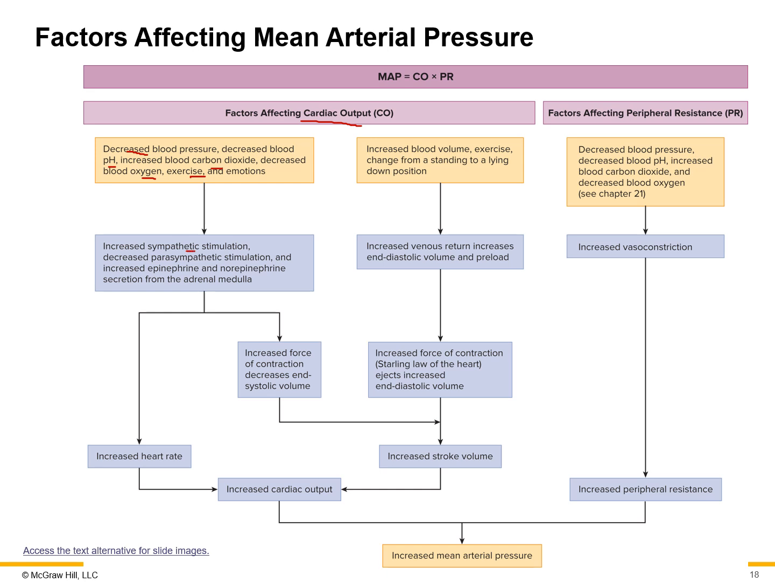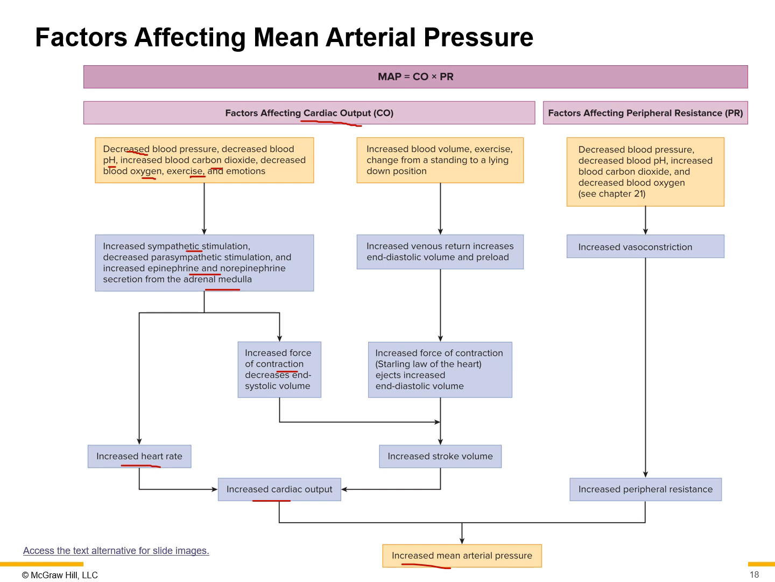Those can all increase sympathetic stimulation, which decreases parasympathetic. That's going to increase our epinephrine, norepinephrine, that's our fight or flight. That's going to cause secretions of the adrenal medulla that increase the force of contraction, also increase the heart rate, both of which would increase cardiac output and therefore increase that mean arterial pressure.